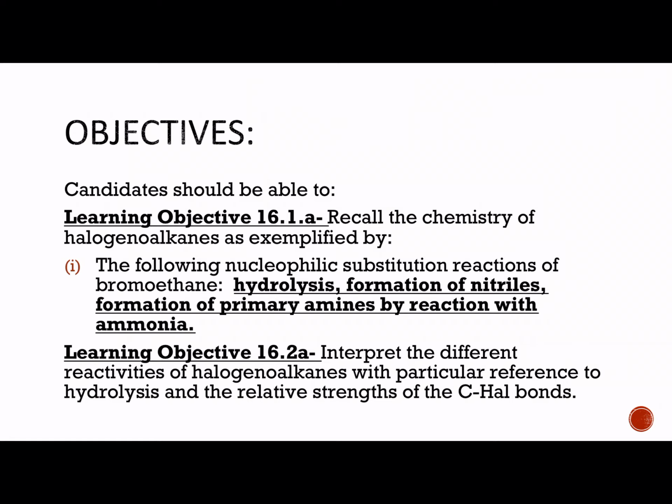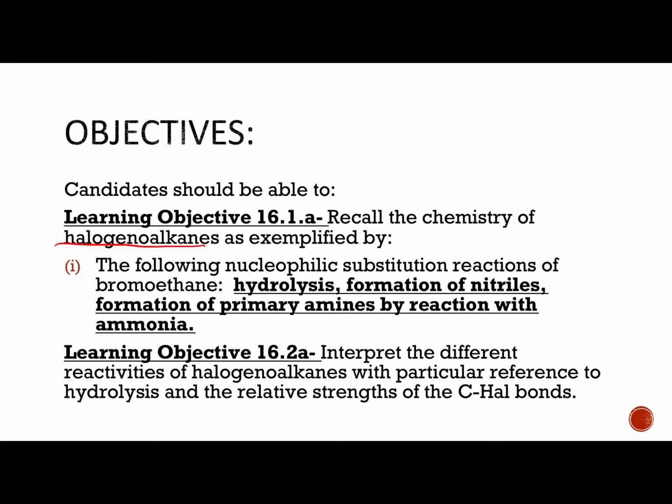But learning objectives. Learning objective 16.1, recall the chemistry of halogen alkanes in the following ways. Hydrolysis, formation of nitriles, formation of primary amines by reaction with ammonia. And then interpret the different reactivities of halogen alkanes with particular reference to hydrolysis and the relative strengths of their C-halogen bonds.